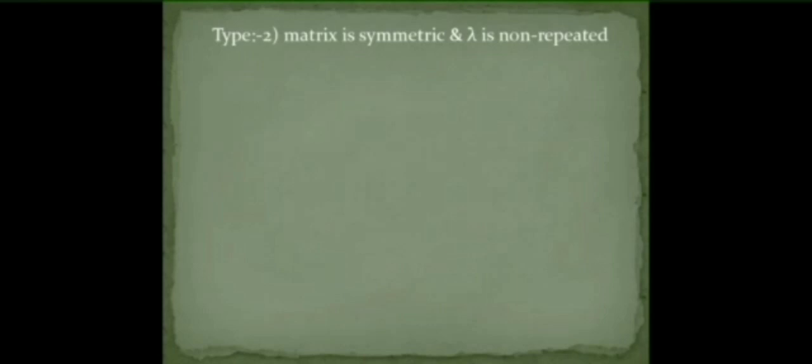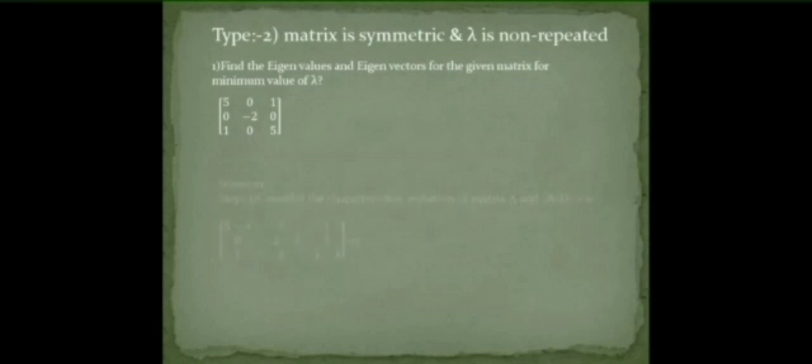Hello everyone, myself Kaushal Sonje and I am going to explain the second type of eigenvalues and eigenvectors. In this type, the matrix is symmetrical and lambda is non-repeated. Let's consider the following example. In this example, we have to find the eigenvalues and eigenvectors for the minimum value of lambda.